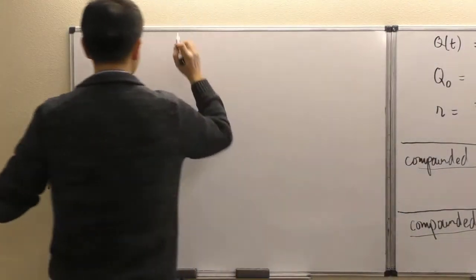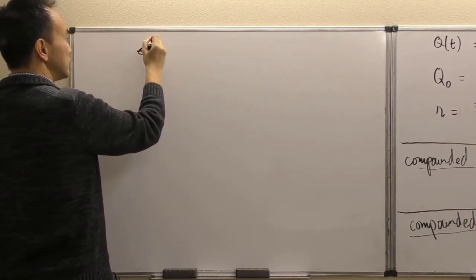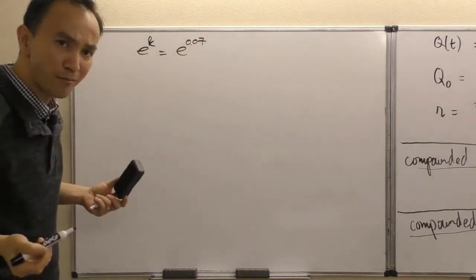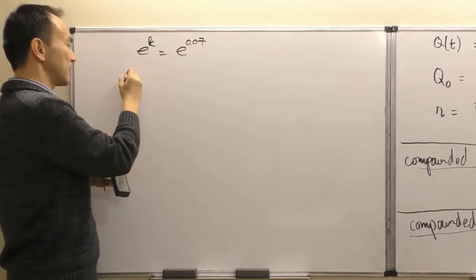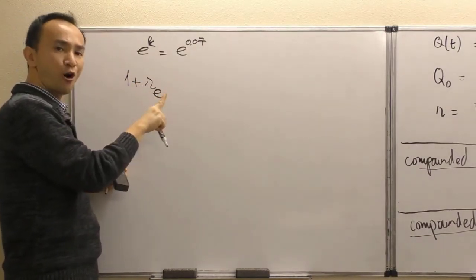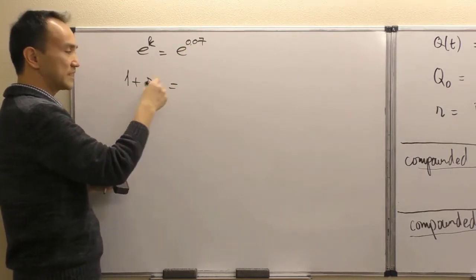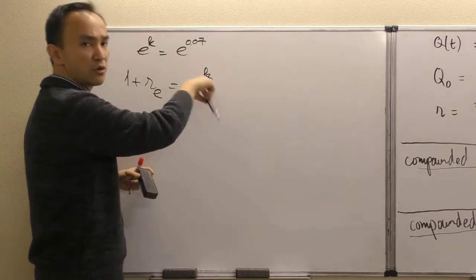And so now that we know our e to the k is e to the 0.07 in that particular problem 3, but this is the nominal rate. And so back to what I was in the middle of saying, effective rate is always related to nominal rate in this equation: 1 plus effective rate equals e to the k, where k is the nominal rate.